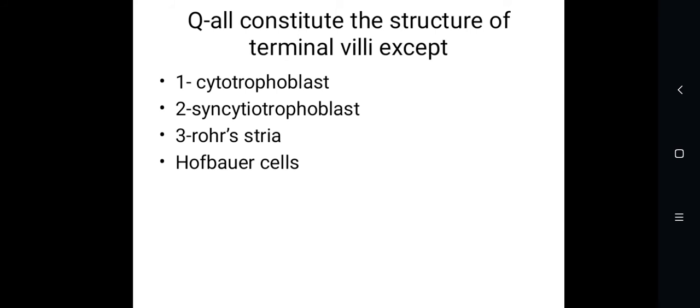Now let's come to Rohr's striae. These are nothing but the fibrinoid degeneration which is present in the intervillous space. They are not present in the terminal villi, but in the intervillous space. They are present near the terminal villi, but they are present in the intervillous space. So option 3, that is Rohr's striae, is wrong.